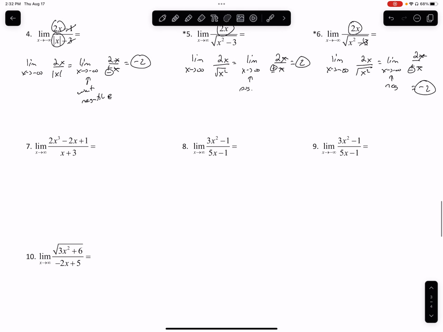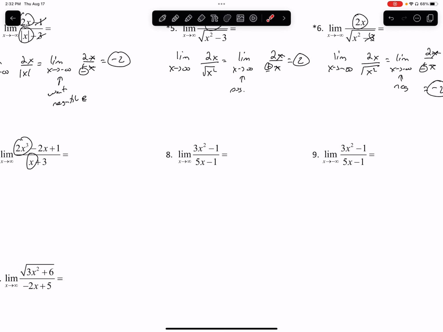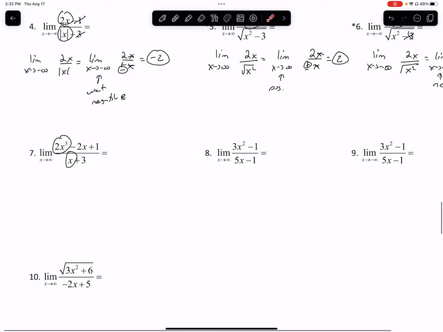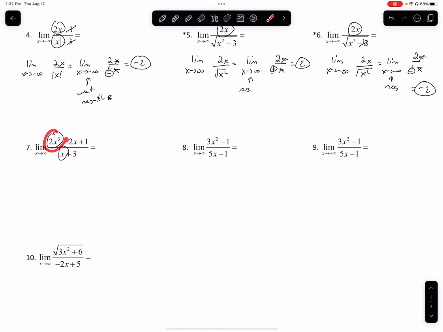All right, keep on going. All right, let's have some fun. What happens if the degree on top is larger? Well, let's think about what happens. Over here, I only care about the 2x cubed and the x, because the others just don't mean much. As x gets really large, 2x really doesn't affect as much as x cubed will.